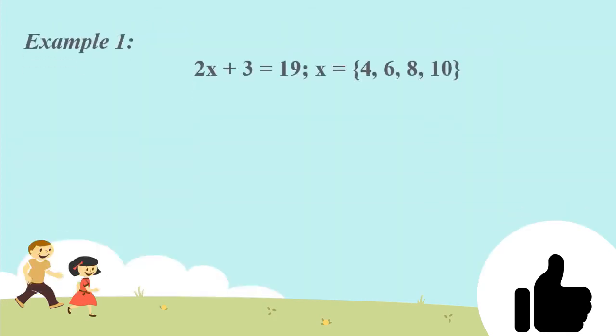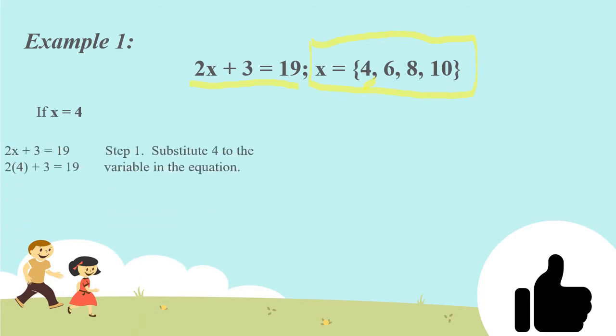Example 1. 2x plus 3 is equal to 19. So, the problem is 2x plus 3 is equal to 19. This will be the given set to this problem. So, we will use first 4. We substitute 4 to the given equation. So, we use x is equal to 4. We'll try to see if the statement is true. 2x plus 3 is equal to 19. Substitute 4 to the variable in the equation. That will be 2 times 4 plus 3 is equal to 19.